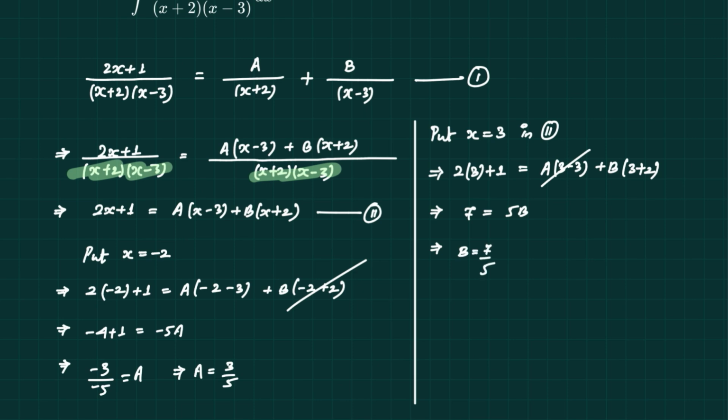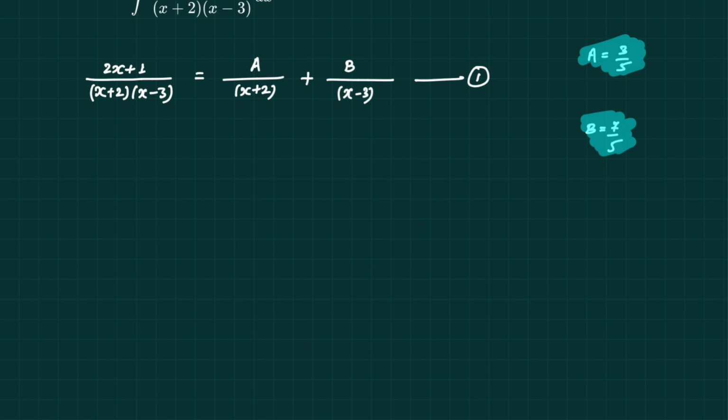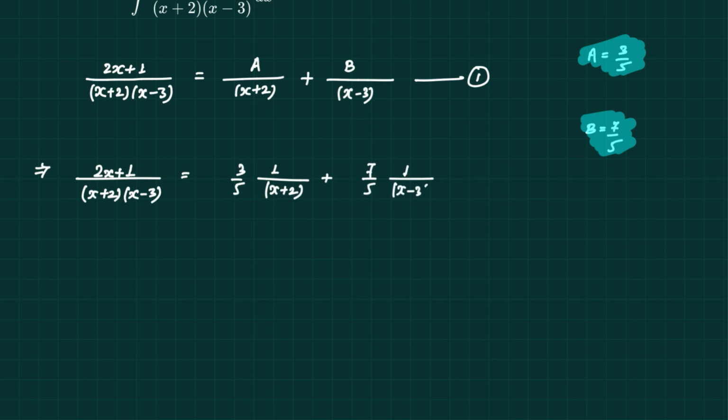Now since we got the values of A and B, we will put these values in equation 1. Putting the values of A and B in equation 1, we have equals, putting the value of A as 3 by 5, 3 by 5 times 1 over (x + 2), plus putting the value of B as 7 by 5, 7 by 5 times 1 by (x - 3). Now the given function has been split into two parts.